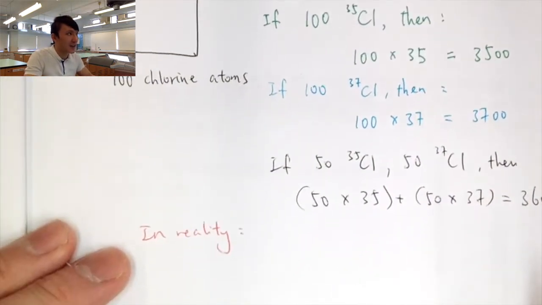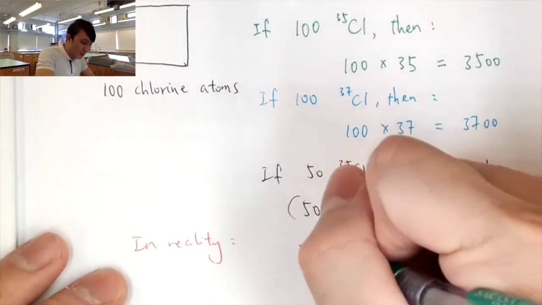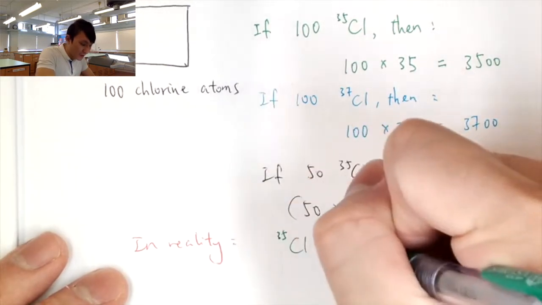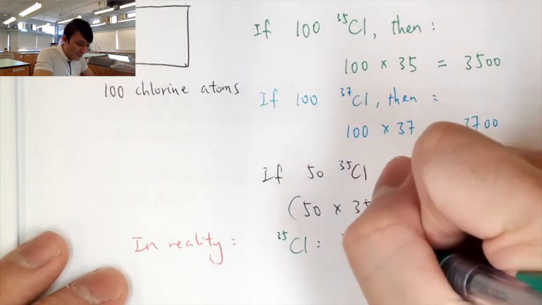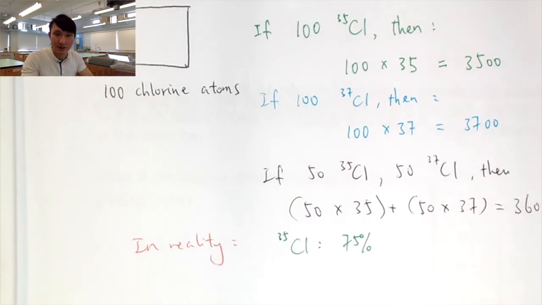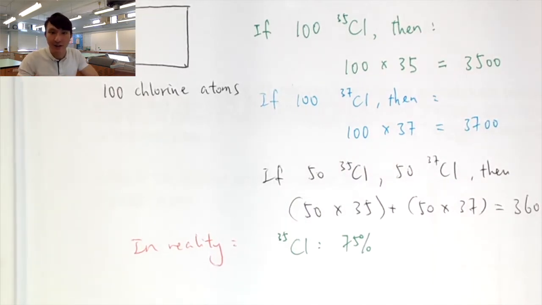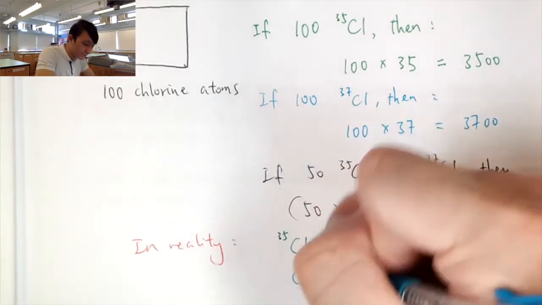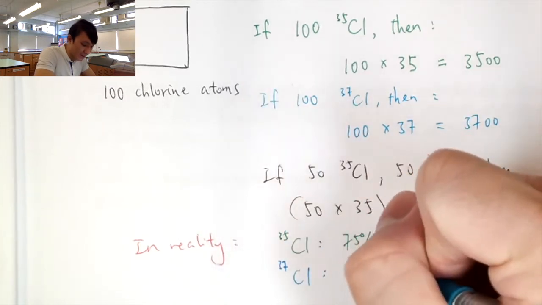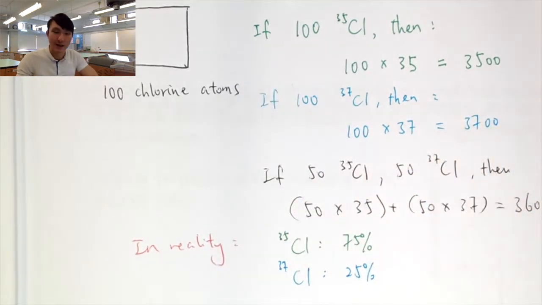For chlorine, in reality, we say that for chlorine 35, there is 75% altogether existing in nature. We just found that it is the case in nature. There's no explanation. It just happens to be that 75% of it is chlorine 35. And for chlorine 37, it has to be 25%, because, like I said, we only have 2 types of isotopes for chlorine.